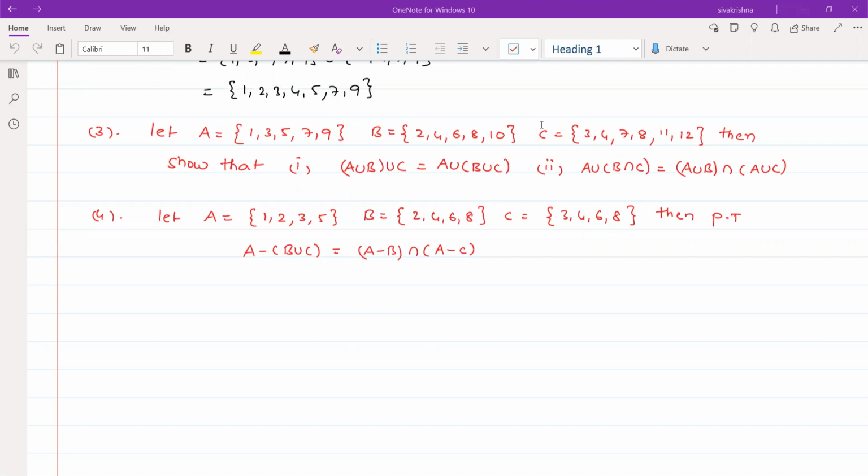Okay, so in problem 3, we have to verify the conditions that A union B union C is equal to A union of B union C. That is the first bit. And in the second bit, we have to verify that A union of B intersection C is equal to A union B intersection A union C. Okay, so coming to the third problem, solution.